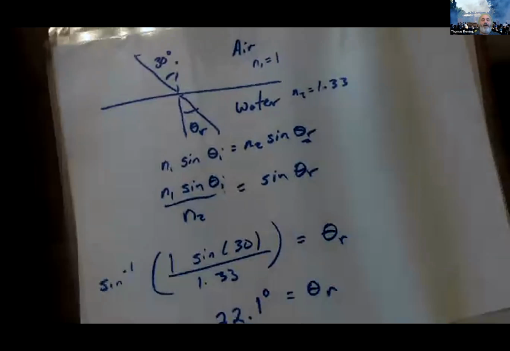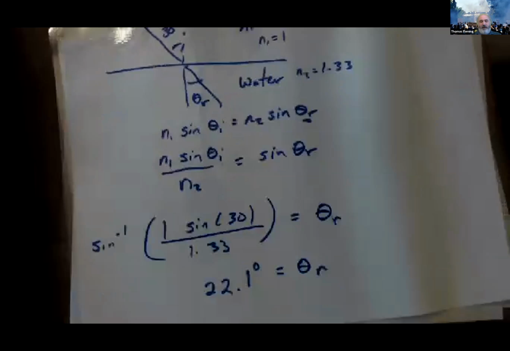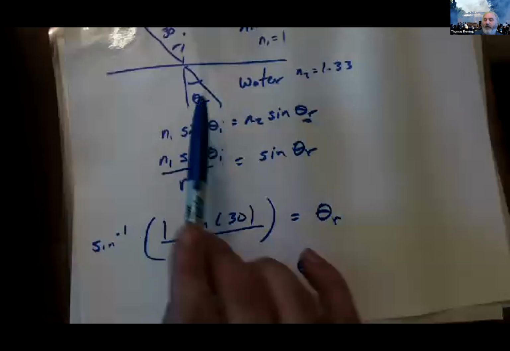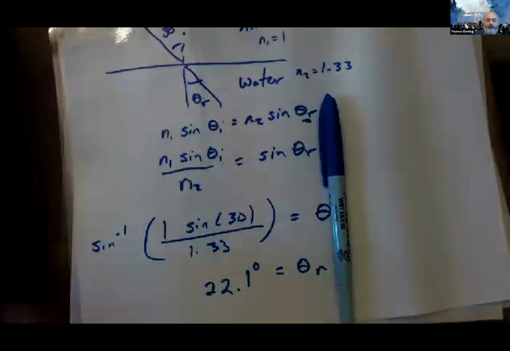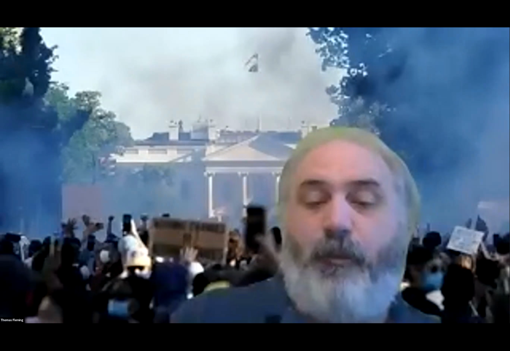So according to our math, if I go from air to water with an angle of incidence of only 30 degrees, I'm going to come out in the water at a slightly smaller 22.1 degrees. All right, does that check out with our simulation? Let's go back and look.